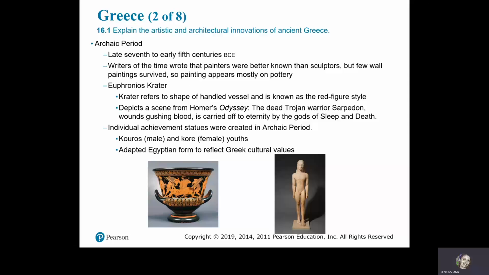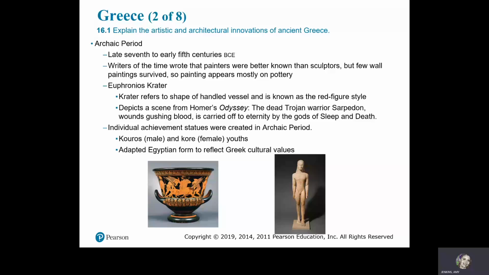In the Archaic period, which was the late 7th to the early 5th centuries BCE, writers of the time wrote that painters were better known than sculptors, but few wall paintings survived, so painting appears mostly on pottery. Down at the lower left, you have the Euphronios krater. A krater refers to the shape of a handled vessel and is known as red figure style. It depicts a scene from Homer's Iliad. The dead Trojan warrior Sarpedon, wounds gushing blood, is carried off to eternity by the gods of sleep and death.